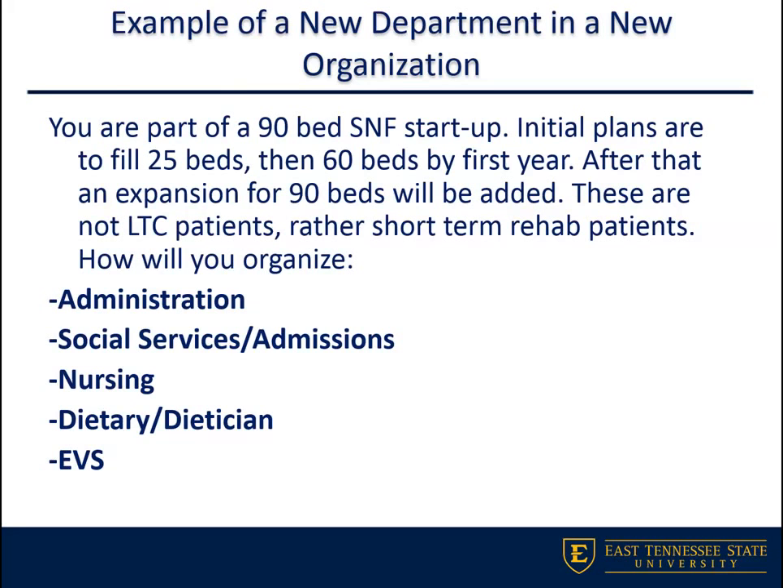So by law, you have to have an administration. So you have to have an administrator, you have to have a director of nursing, things like that. But your social services administration, at the very beginning, may be covered by 1 or 2 people, and then when you start increasing your patient load, hire more on. Same with nursing, dietary. You're not going to want to staff for 90 people right away. You're going to want to staff for what level you're currently at.